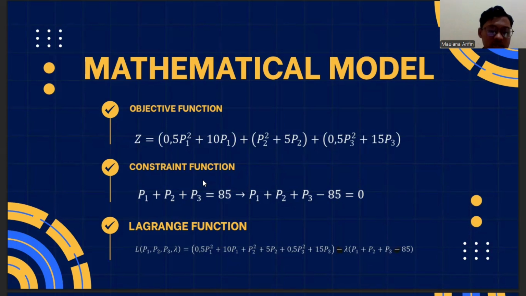So we got the Lagrange function: L(P1, P2, P3, lambda) equals 0.5 P1 squared plus 10 P1 plus P2 squared plus 5 P2 plus 0.5 P3 squared plus 15 P3 minus lambda times (P1 plus P2 plus P3 minus 85).